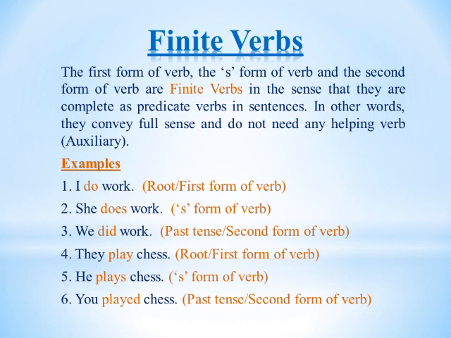Number 4. They play chess. Here, play is the root or first form of verb. Number 5. He plays chess. Plays is the S form of verb. And last of all, number 6 sentence, you played chess. Played is the past tense or second form of verb.